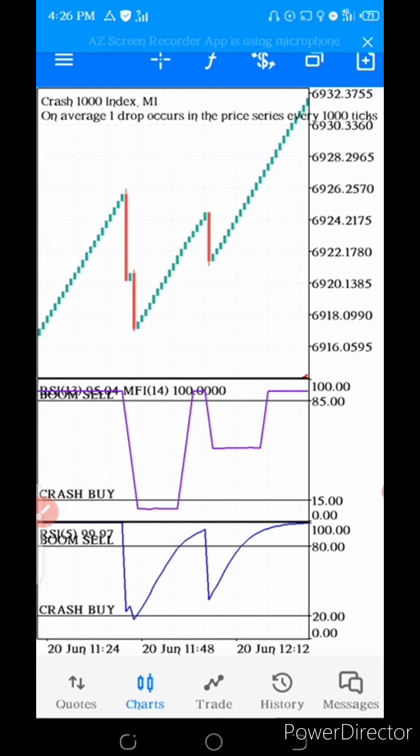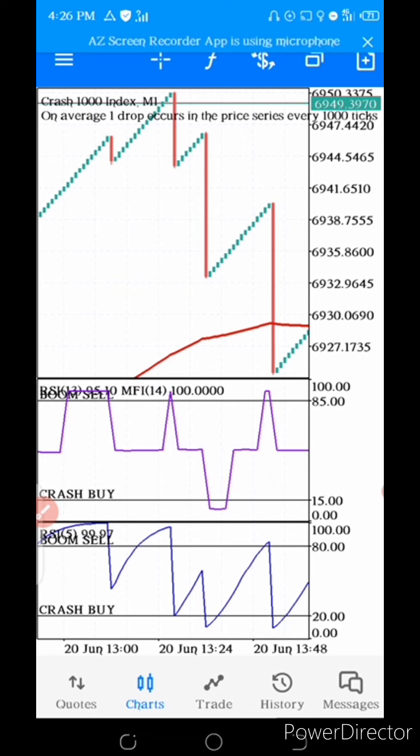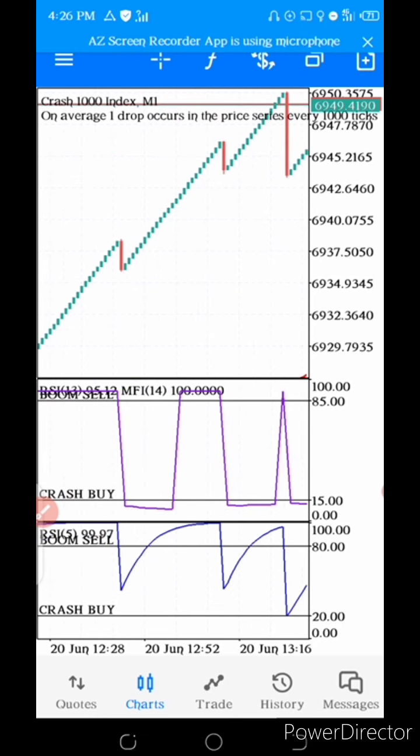Please, guys, to avoid losing in your accounts, please make sure to follow this strategy to the latter. You have to follow it and obey every one of the rules.